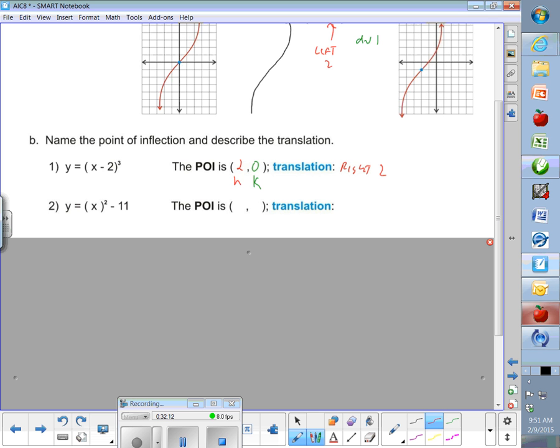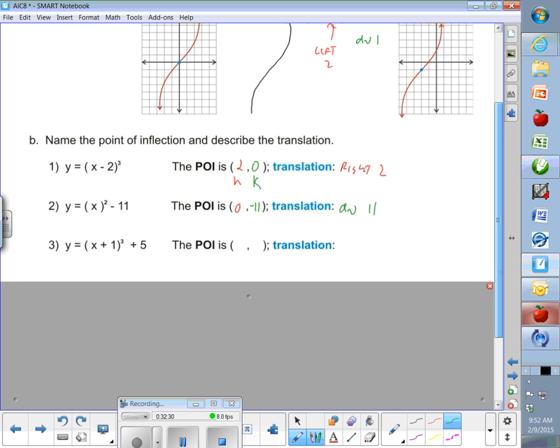Okay, second one. Again, I don't know why I put that parentheses there. It should just be x squared minus 11. What's the value of H? Say it if you know it. 0. What's the value of K? All right, ready? Describe the translation. Down 11, right? Down 11.